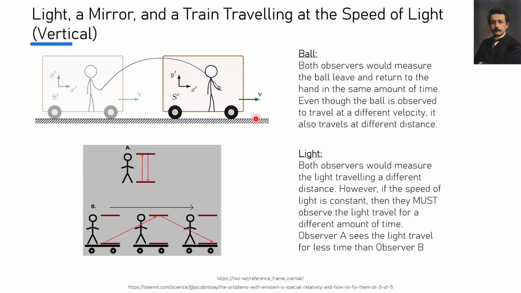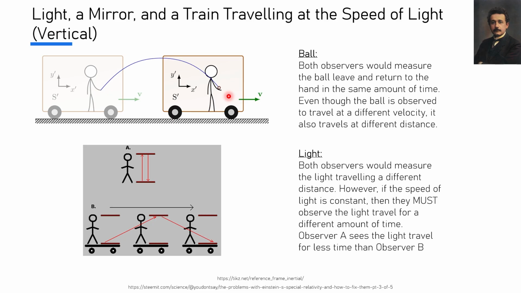It's also noteworthy to talk about here that if we're measuring the same time, but they're traveling at a different velocity, then the balls would therefore also travel a different distance, which makes sense. Either the ball is traveling like this, or it's traveling like this, clearly two very different distances. There are some similarities and differences in the light version of this experiment. Both observers would measure the light traveling at a different distance. That's still the same. However, things flip around a little bit. If the speed of light is constant, then they can't travel different distances in the same amount of time.